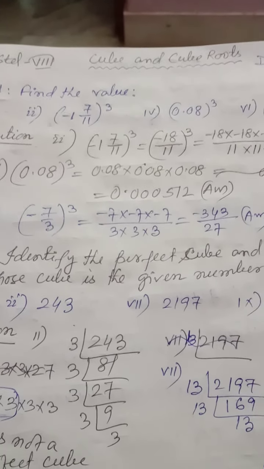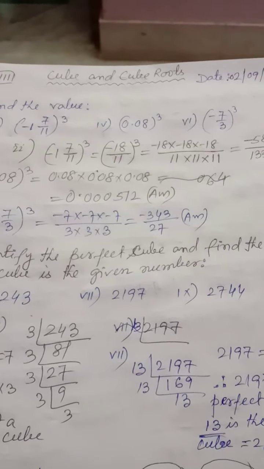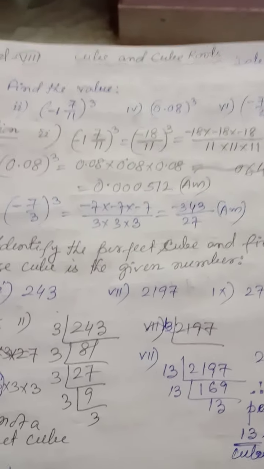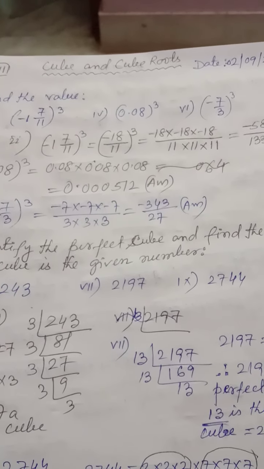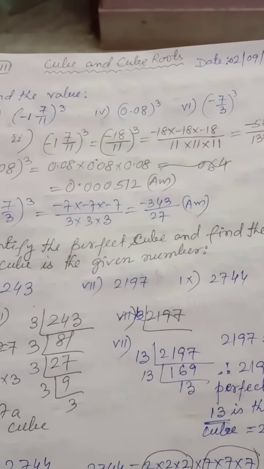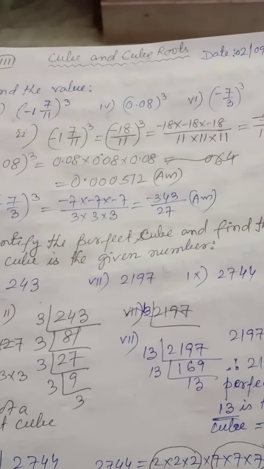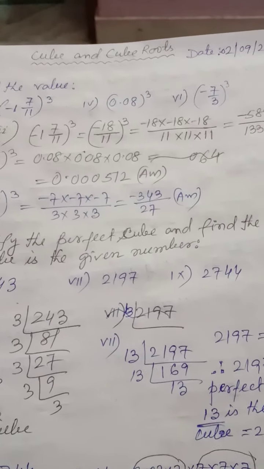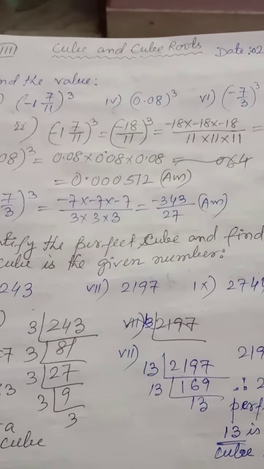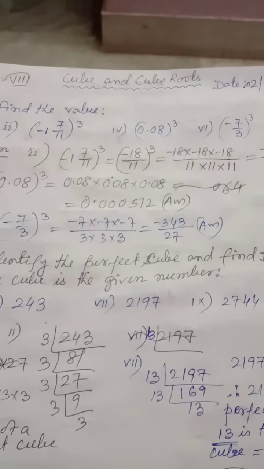Find the value. You will have to find out the cube value of some of the fractions, some of the decimals, or some of the whole numbers. Whole numbers and all, you can do it. Here, the negative integers are also given, a few of them, and question number 11 under this is a whole number, that is 25 cube. I have taken some fractions and decimals, because the other numbers will be easy for you.